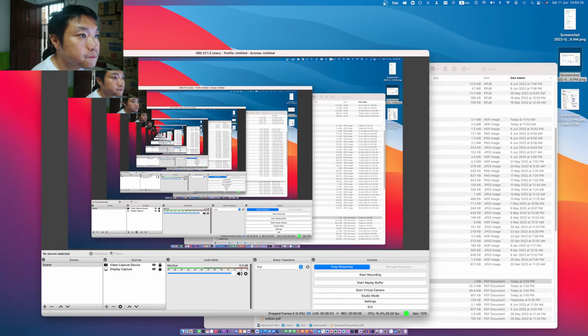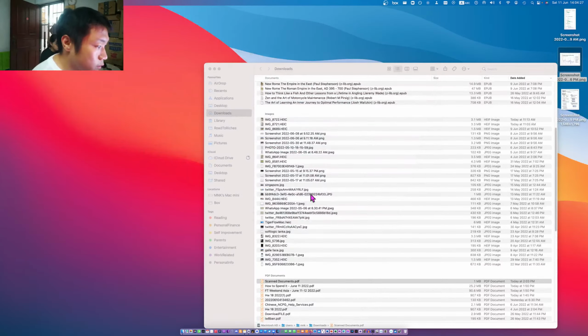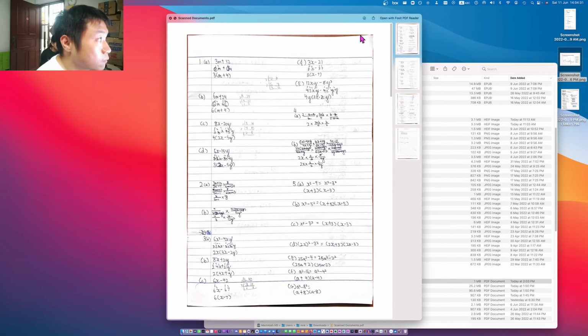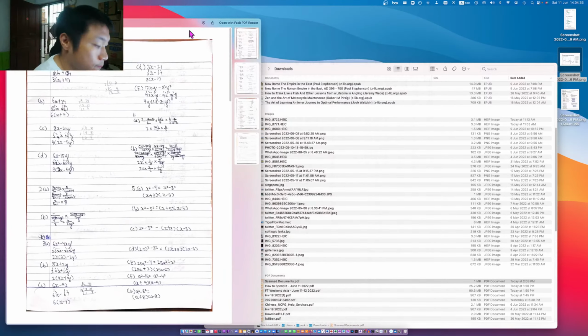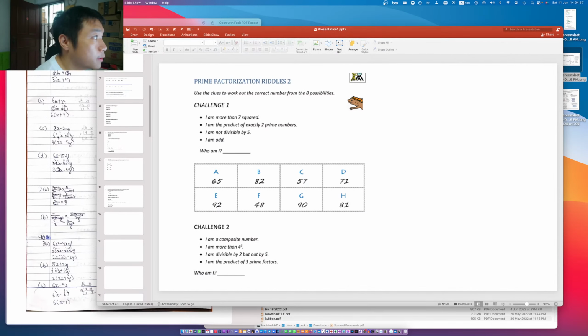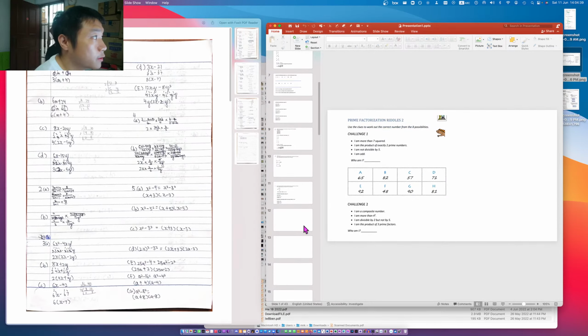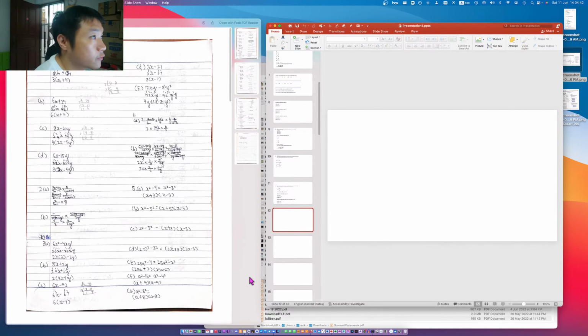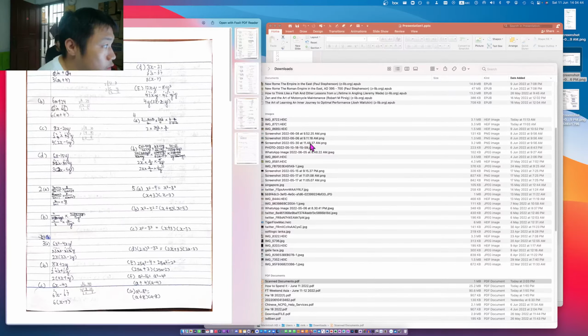So today we should be looking at this over here. Then let me park this side by side. I also need to look at the questions itself. Otherwise, I don't know.